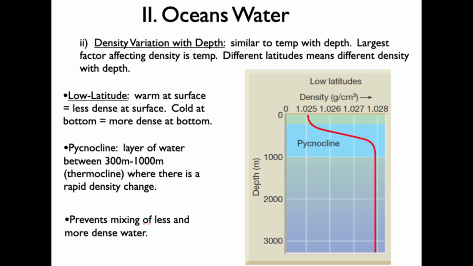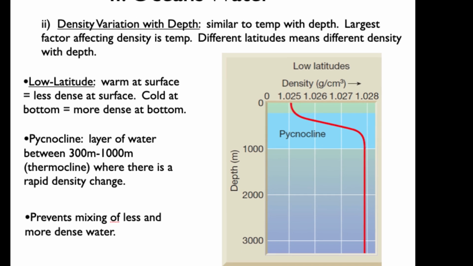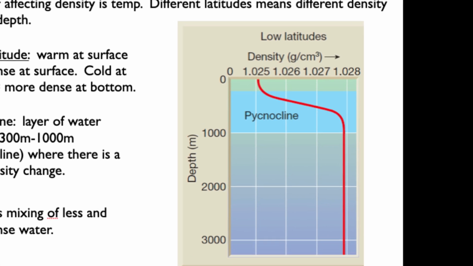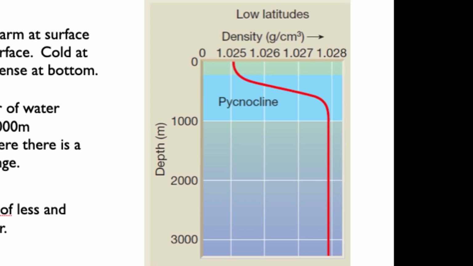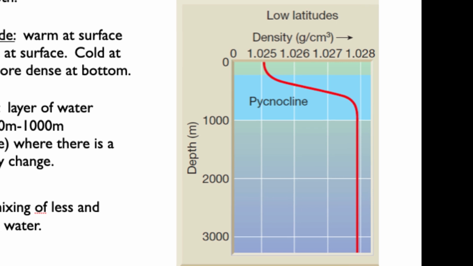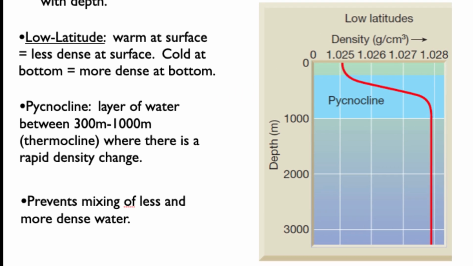Moving on to our patterns with density, at low latitudes like the equator, the density of the surface water is very low. Low density water likes to go to the top. The higher density water will go to the bottom. And there's a transition zone here again, this time called the pycnocline, between 300 and 1,000 meters, where the density goes from very low to being very high.